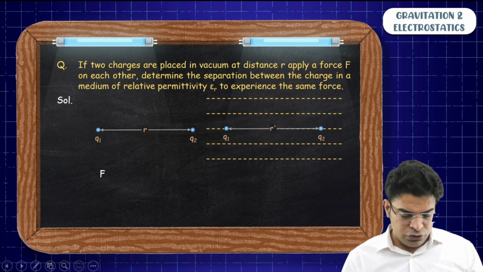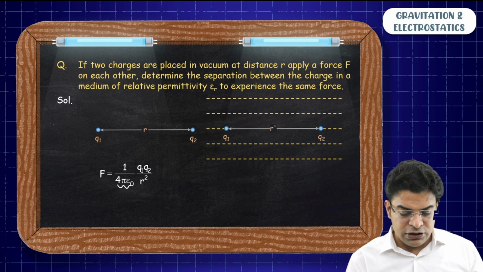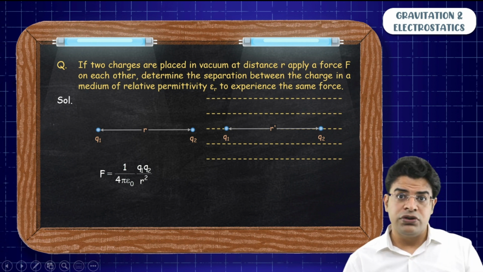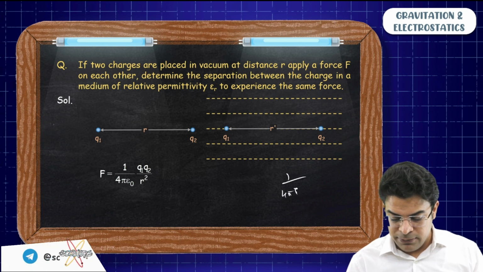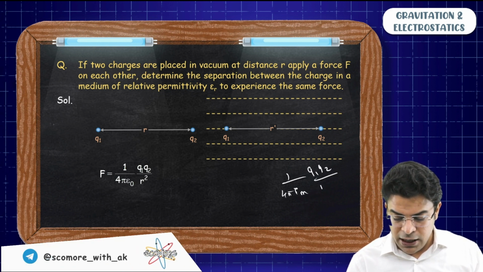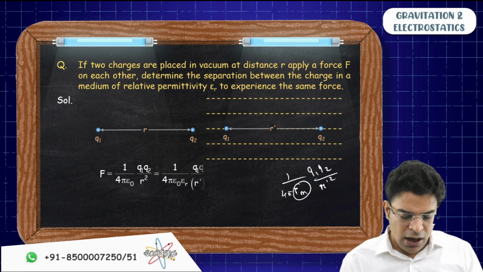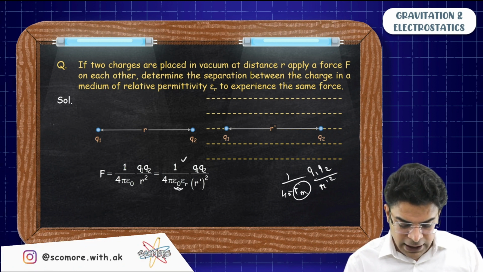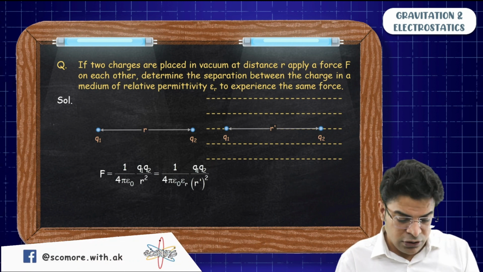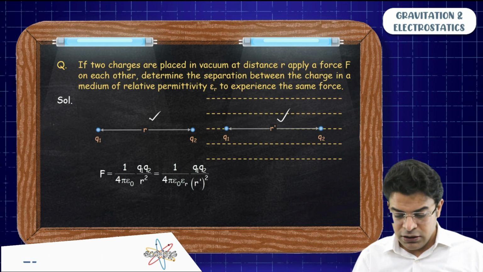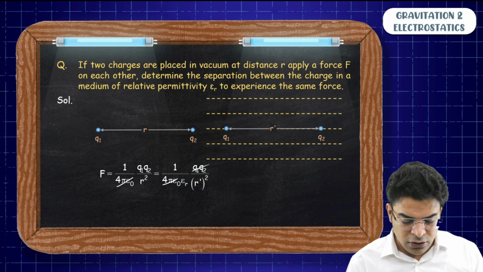Now balancing out force, you will write F equals k q1 q2 upon r square, or 1 by 4 pi epsilon naught q1 q2 upon r square, and this force has to be the same inside the medium. Inside the medium, we know that the force is written as 1 by 4 pi epsilon m q1 q2 by r dash square, and in place of epsilon m you can write epsilon naught epsilon r. So you can write here 1 by 4 pi epsilon naught epsilon r q1 q2 upon r dash whole square. They are asking in the question, force in both the cases has to be the same, then what has to be the new separation? So now it's a simple question. Cancel out 1 by 4 pi epsilon naught, q1 q2.